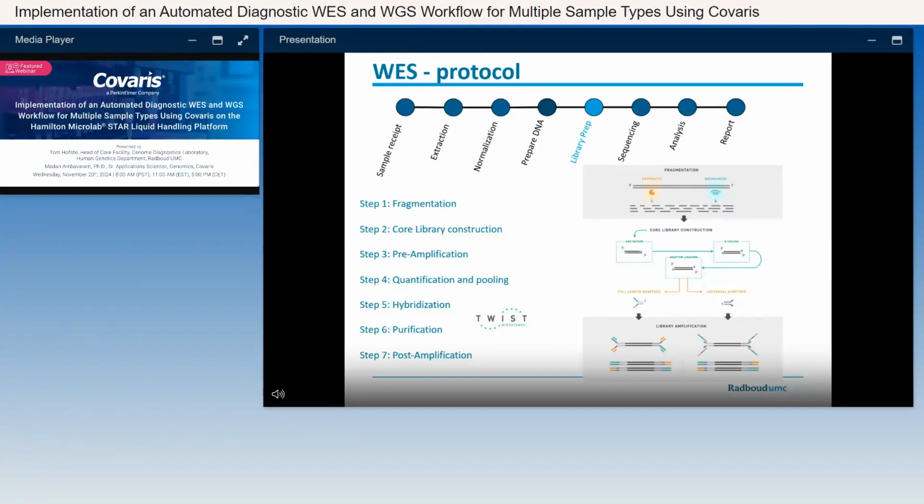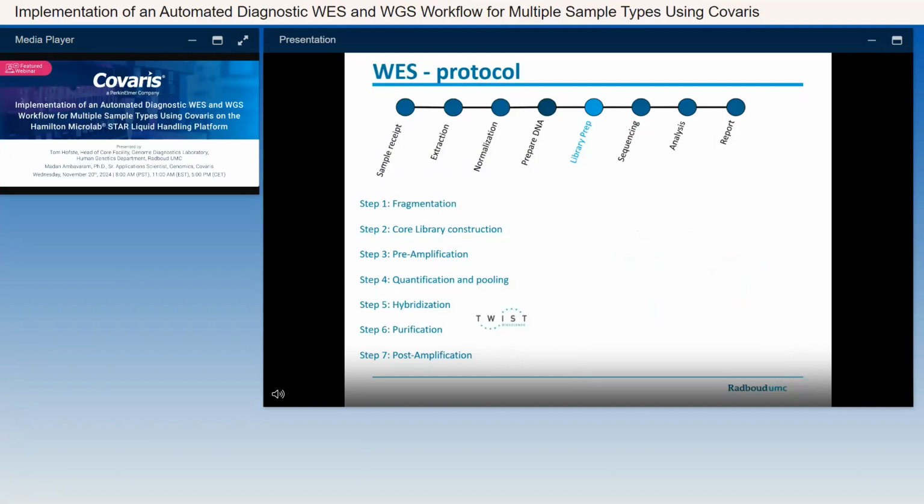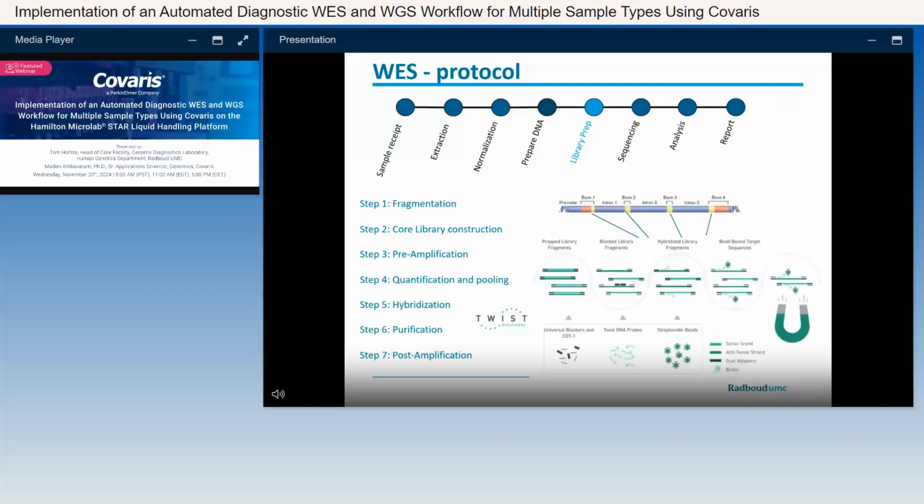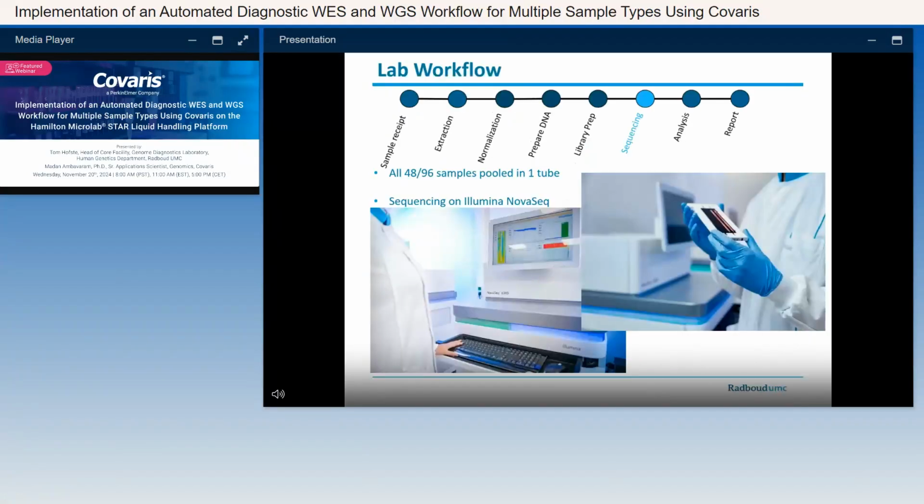The next day, the hybridization takes place overnight, and the next day the pre-washing and the streptavidin wash will take place, and the post-purification and post-amplification will take place on the same instrument. When that is finished, all the samples will be pooled in one tube, and we will sequence them on the Illumina NovaSeq. And at the moment, we still sequence the exomes on the NovaSeq 6000.